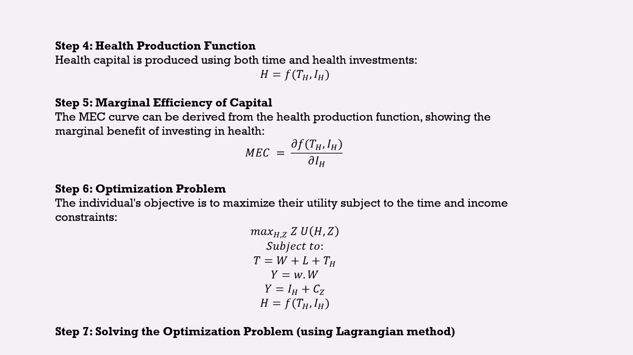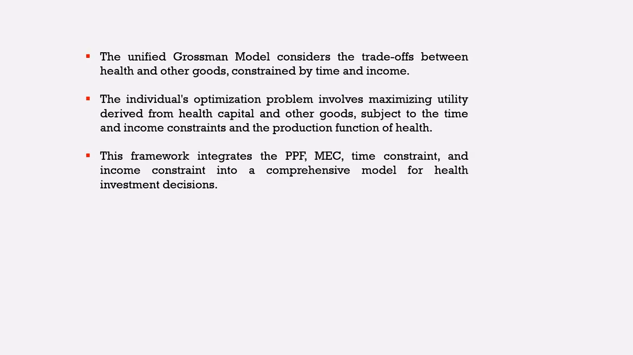And then we set the health production function as a function of time and health investments. The marginal efficiency of capital is derived from the health production function. And then we set the optimization problem, and the individual's objective here is to maximize their utility subject to the time constraint T and the income constraint, and then we solve for the optimization problem.